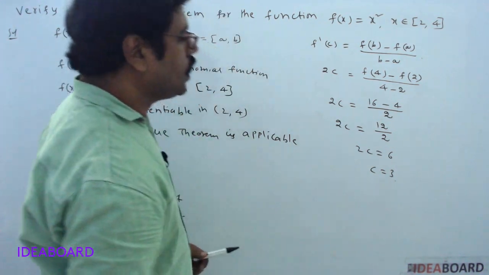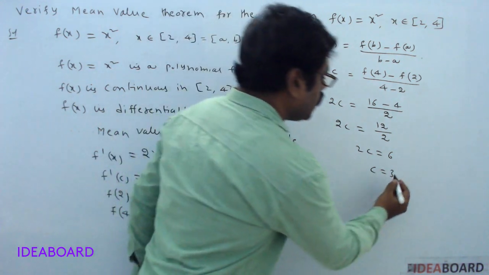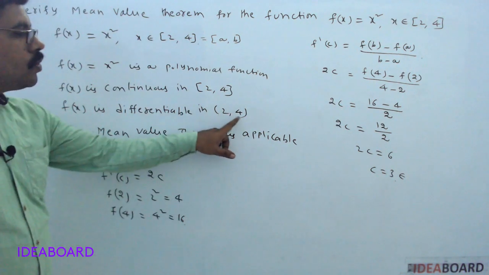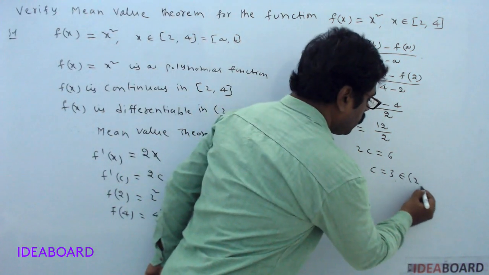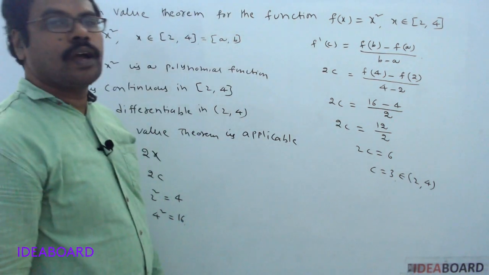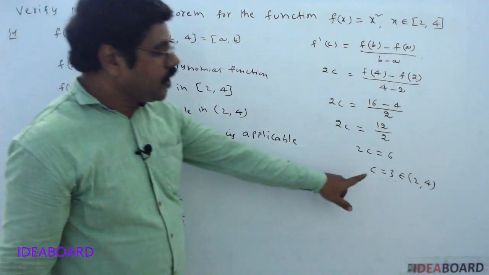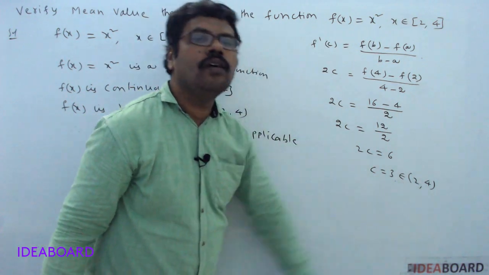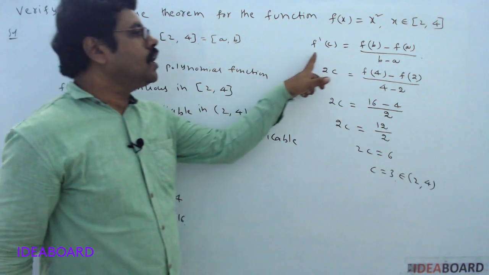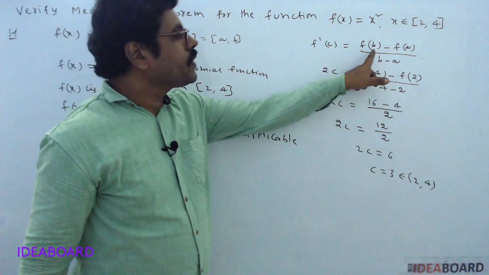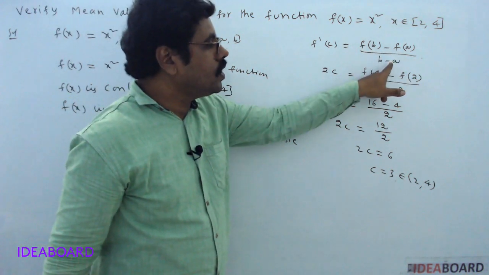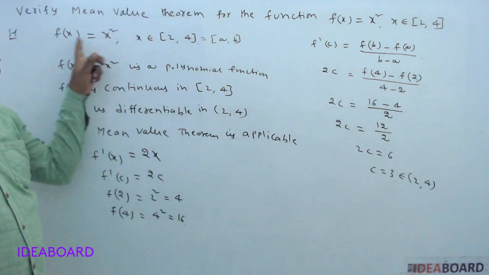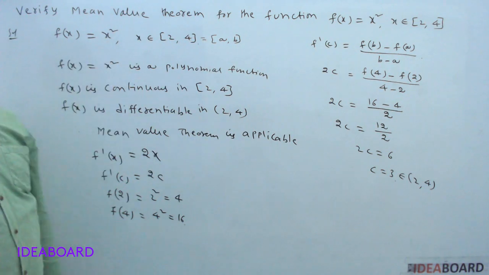Now here, what is the value of c? c equals 3. Now, does this value belong to our open interval 2 comma 4? So 3 belongs to the open interval 2 comma 4. Here we are finding a value of c belonging to the open interval 2 comma 4, which satisfies the condition f dash of c equals f of b minus f of a by b minus a. So we say that the mean value theorem is verified for the function f of x equals x square.